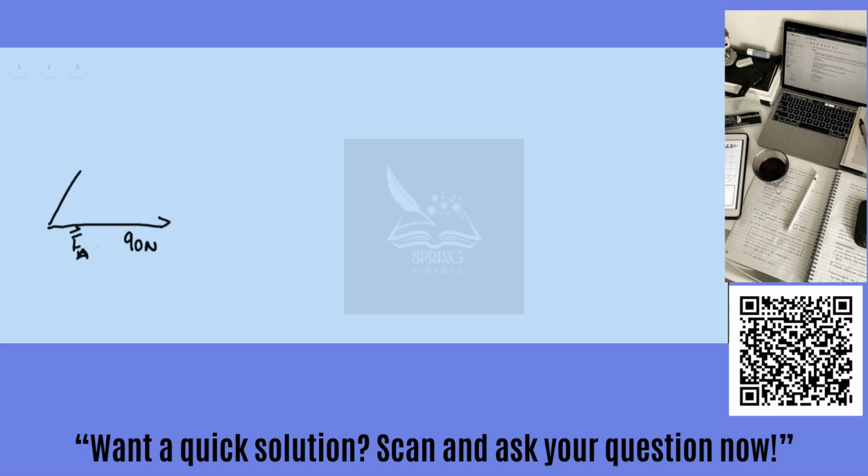F sub b goes something like that. It forms an angle of 75 degrees with the positive x-axis. It has a magnitude of 135 newtons. Call that f sub b.